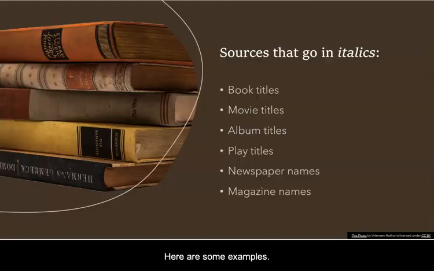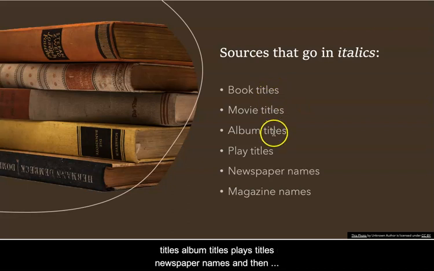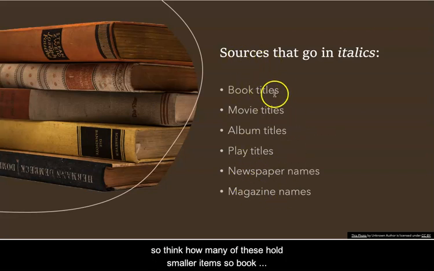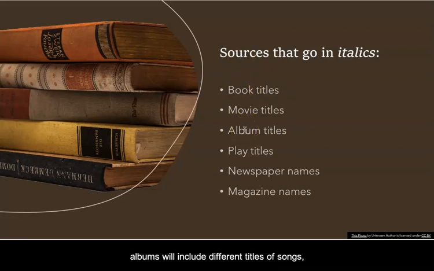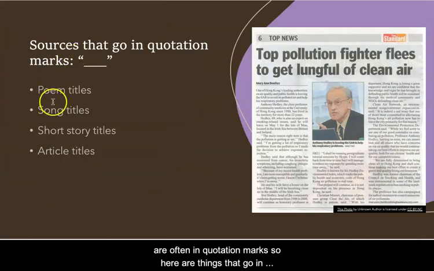So here are some examples of sources that go in italics. These are larger sources that often contain smaller types of sources. So book titles, movie titles, album titles, play titles, newspaper names, and magazine names. These all go in italics, and think how many of these hold smaller items. Book titles will sometimes have different chapters or stories. Albums will include different titles of songs. Newspapers will include articles, and magazines will include articles. So the things that go inside are often in quotation marks.